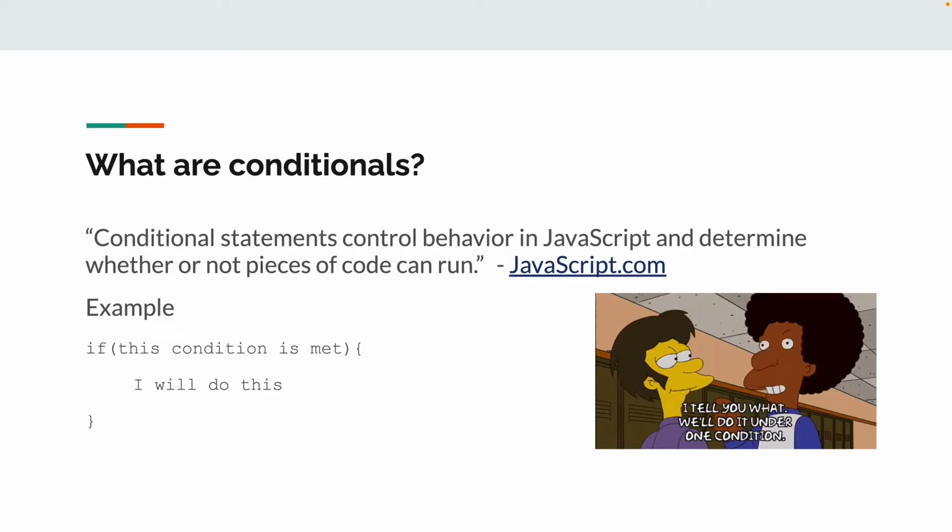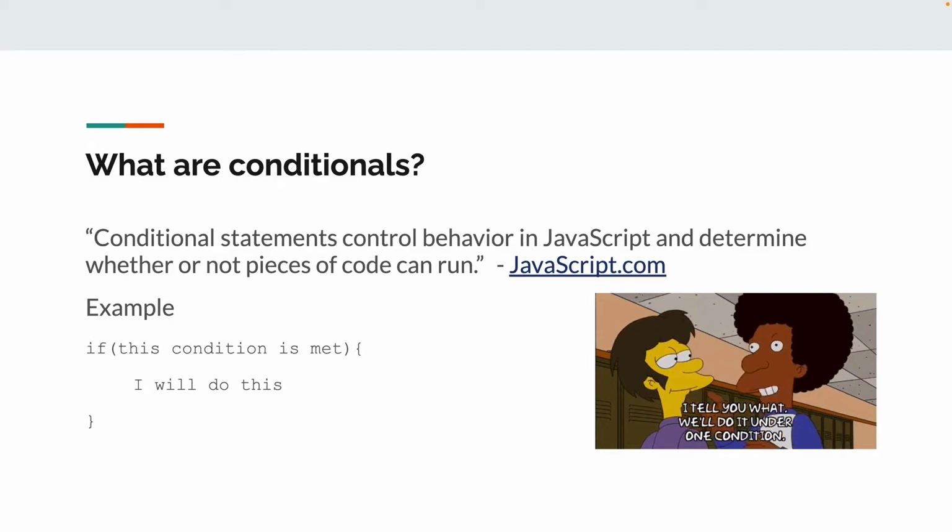So what are conditionals? Conditional statements control behavior in JavaScript and determine whether or not pieces of code can run. In simple terms, if this condition is met, do this. Conditionals to me are one of the most important aspects of coding because this is what enables you to automate a lot of decision making.